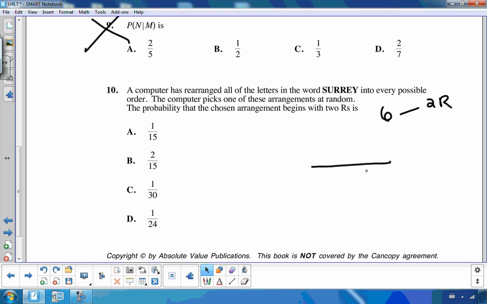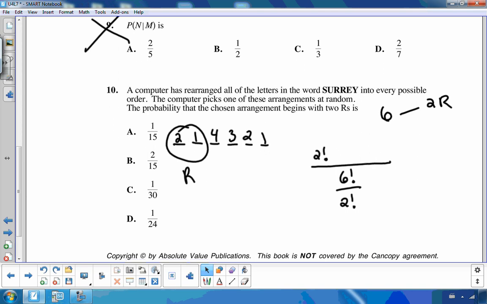So the total ways of arranging things is going to be the 6 factorial ways of arranging the letters divided by the 2 factorial ways of arranging those R's. Okay, now I want to begin with 2 R's. So let's see. 1, 2, 3, 4, 5, 6. I want to begin with 2 R's. So 2 choices for the first R, 1 choice for the next R, and then I have 4 letters left to arrange. So that's 4, 3, 2, 1. So really 2, 1 is 2 factorial. 4, 3, 2, 1 is 4 factorial.